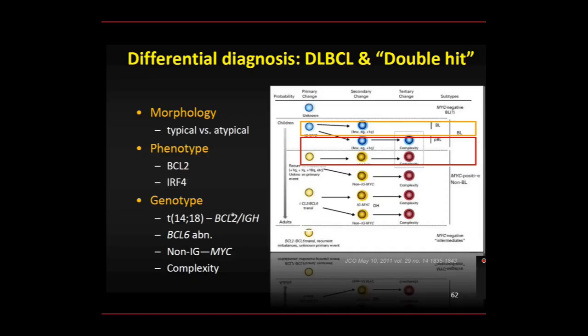Genotype: if you have translocation of BCL2, if you have translocation of BCL6, if you have non-IgG MYC partners, this is not a Burkitt. If you have complexity, this is not a Burkitt. You go back to the previous chapter that we have been discussing today.